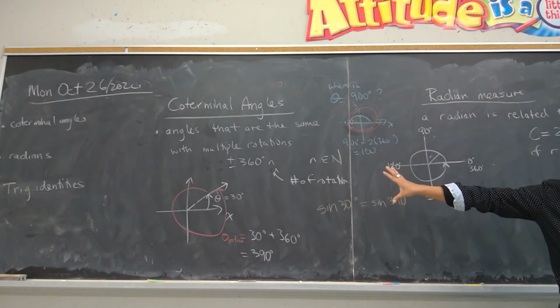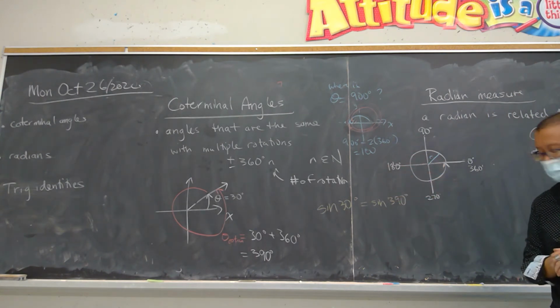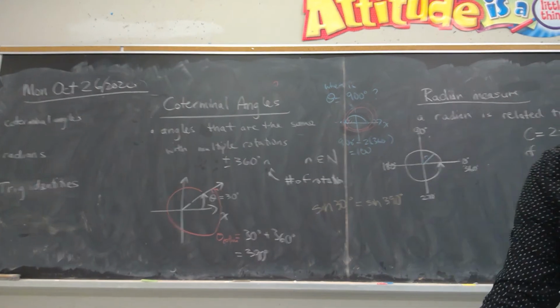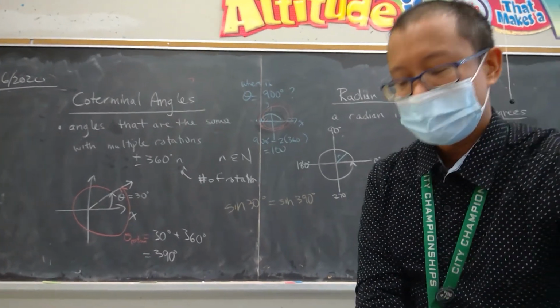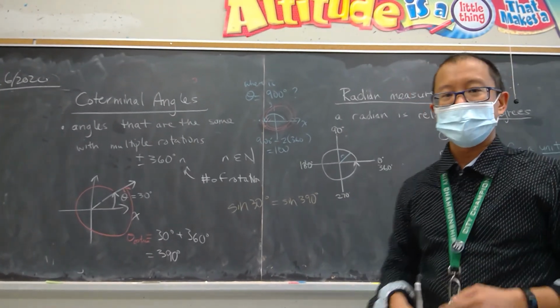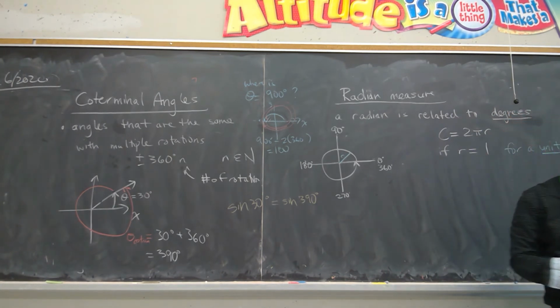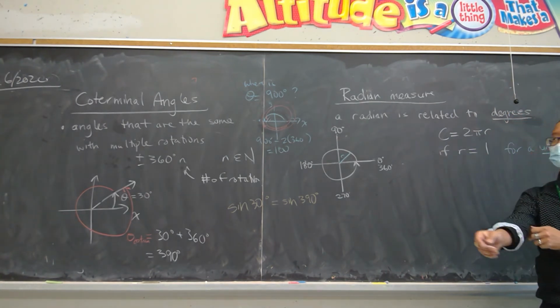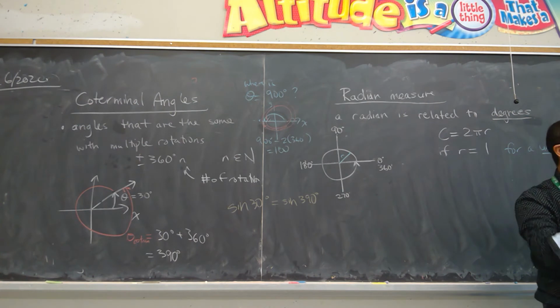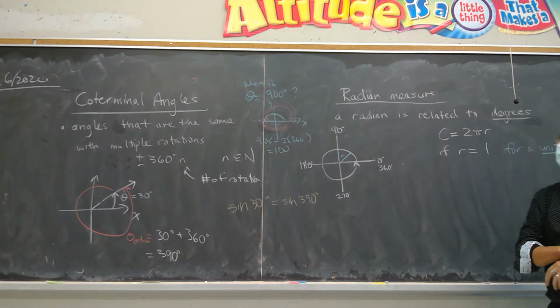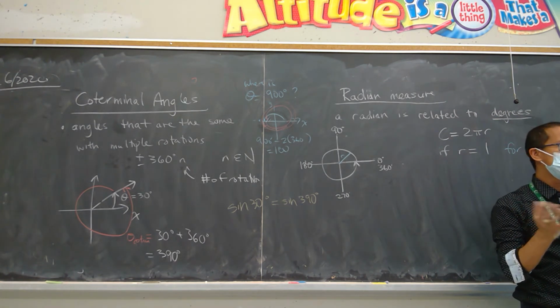Everyone okay with coterminal? Pretty easy, right? Okay. So now we're going to look at radian measure. We'll slow it down a little bit, and this is where you can ask me some questions. I think I did this in the circuit class, but just in case some people need it. Basically, by my definition, a radian is related to degrees. It's another angle, basically, okay?